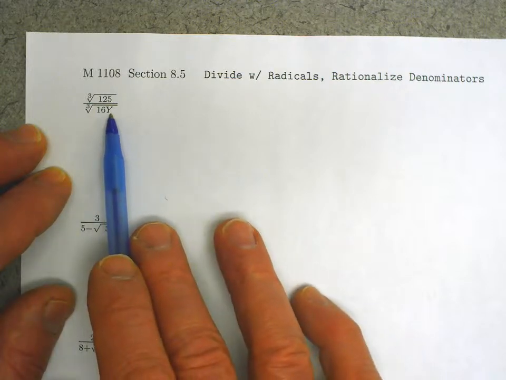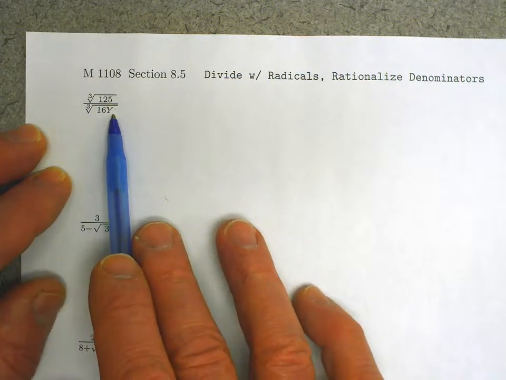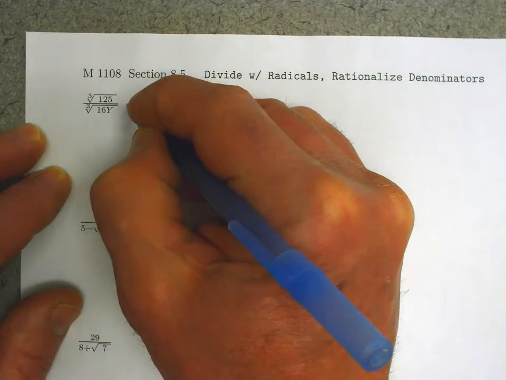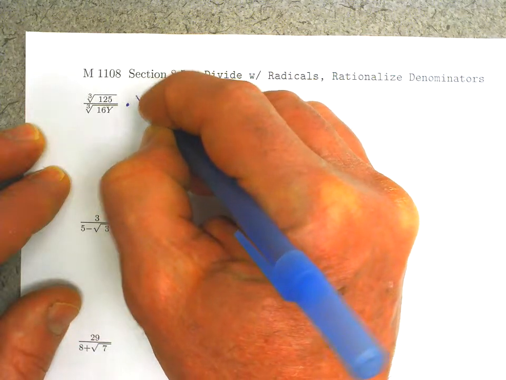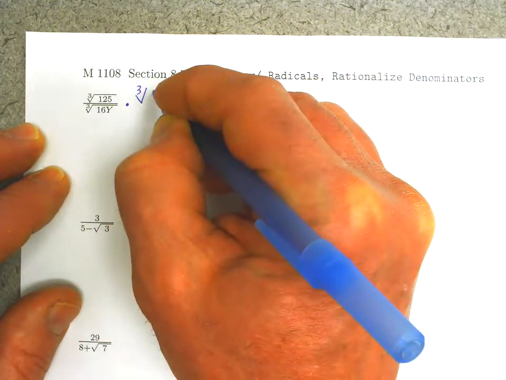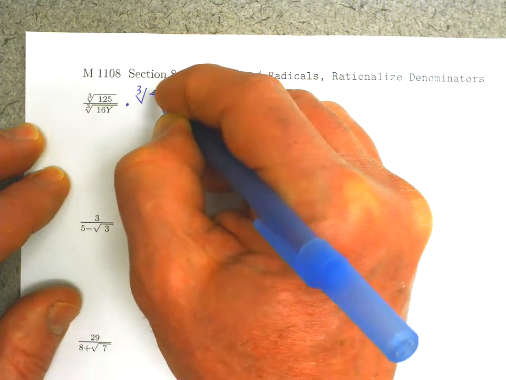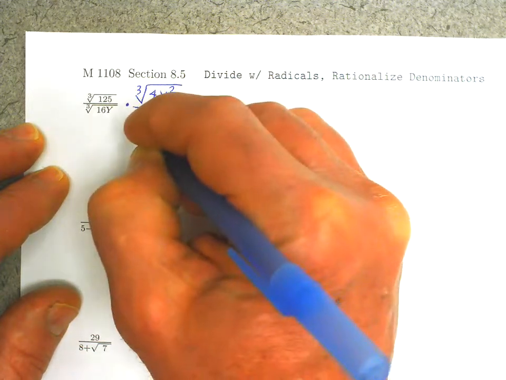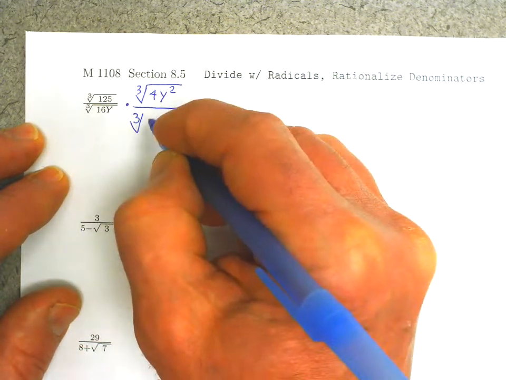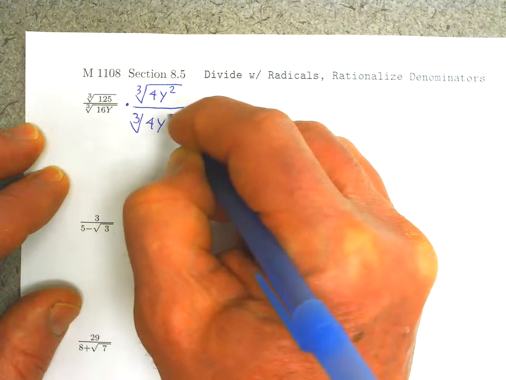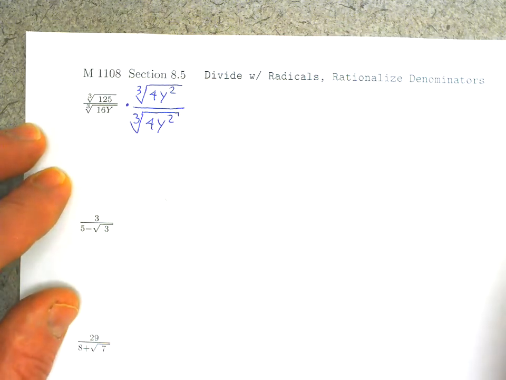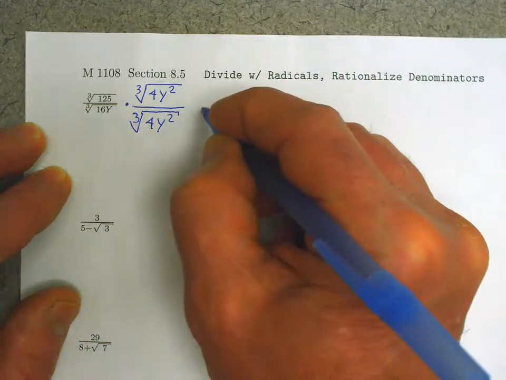And if we were to multiply y times y to the second, we get y to the third, which is also a perfect cube. So if we multiply by 1 in the form the cubed root of 4y to the second divided by the cubed root of 4y to the second, this will get us where we want to go.